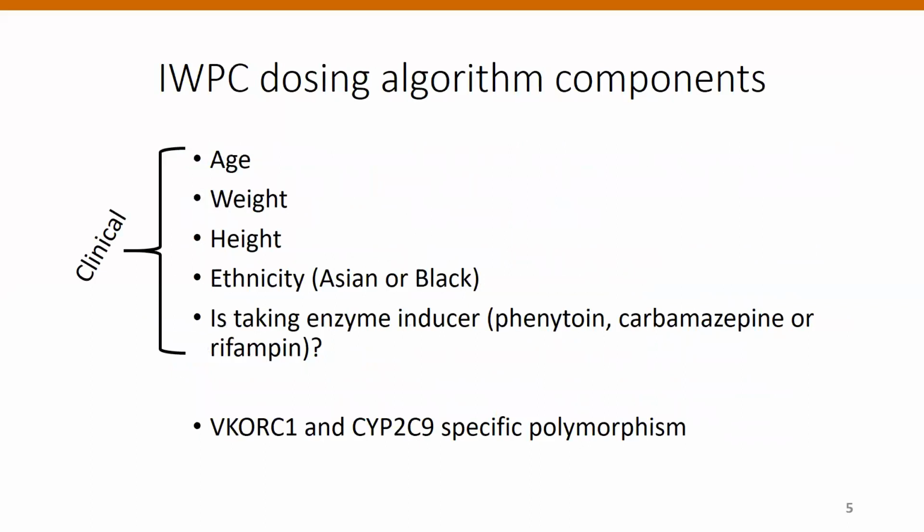So the dosing algorithm includes several clinical components, which are age, weight, height, ethnicity, Asian, Black, or none of the two, and whether the patient is taking one of these enzyme inducers, the three that are mentioned here: phenytoin, carbamazepine, and rifampin. And additionally, there is the genomic part, which uses the specific polymorphisms in VKORC1 and cytochrome 2C9.